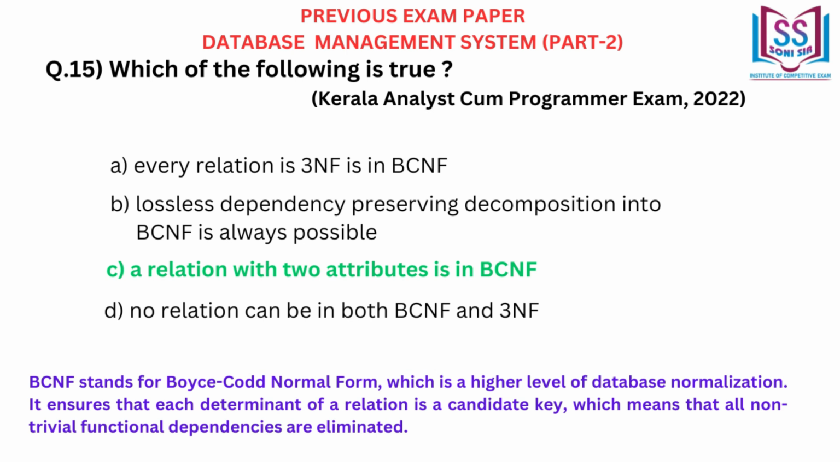BCNF stands for Boyce-Codd Normal Form, which is a higher level of database normalization. It ensures that each determinant of a relation is a candidate key, which means that all non-trivial functional dependencies are eliminated.